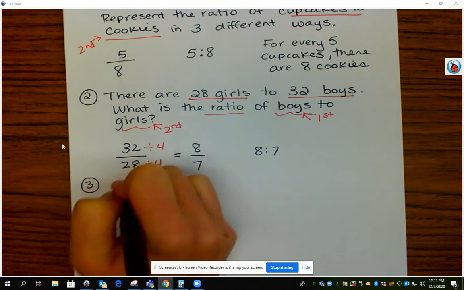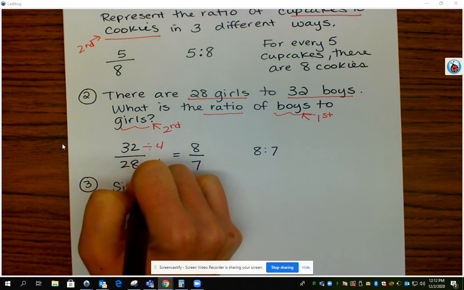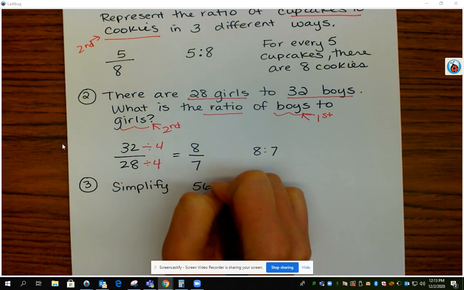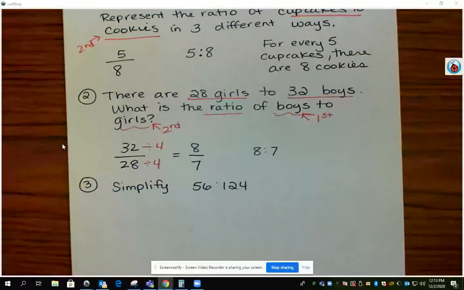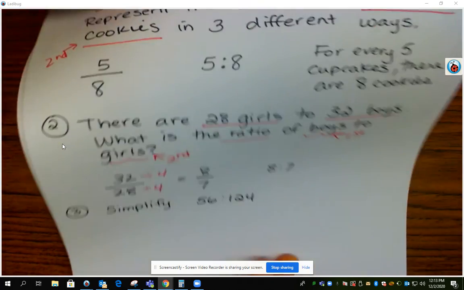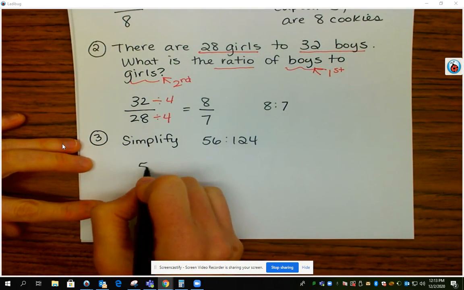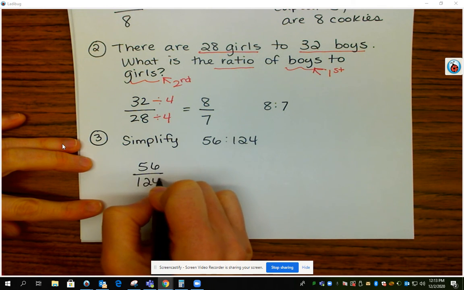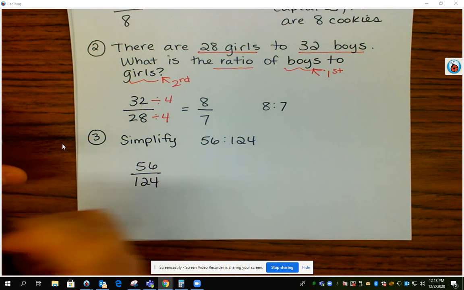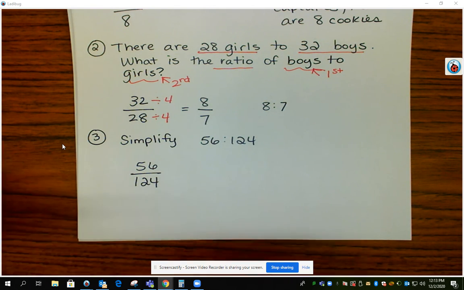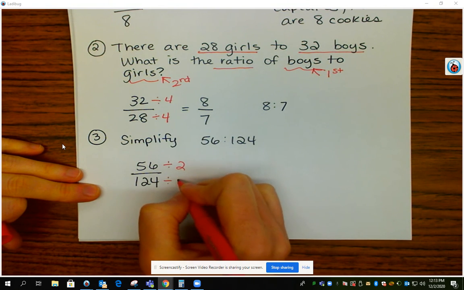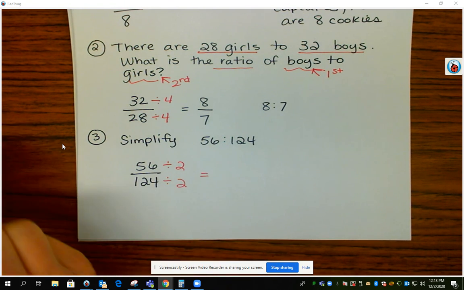For the third one, we are just going to be asked to simplify a ratio. Simplify 56 to 124. So if I was doing this, since I'm already used to simplifying fractions, I'm going to rewrite it as a fraction. And if you're not good at finding common factors, I always start with, are they both even? If they both end in an even number, I know I can divide by 2, and that's going to give me smaller numbers that are easier to work with.